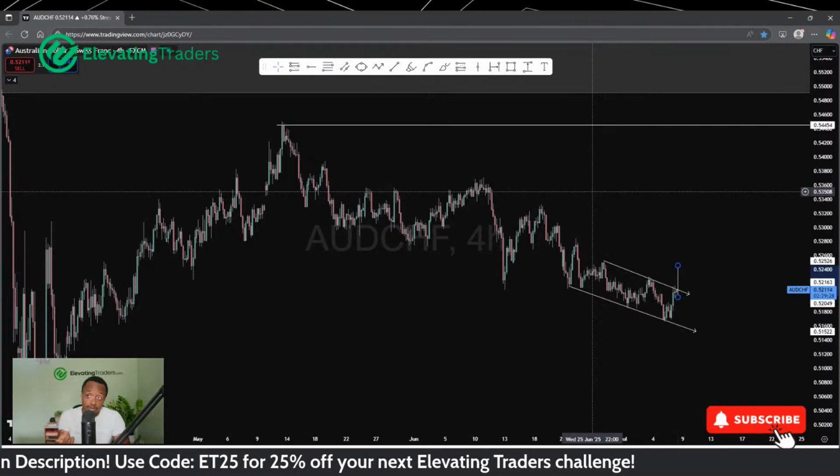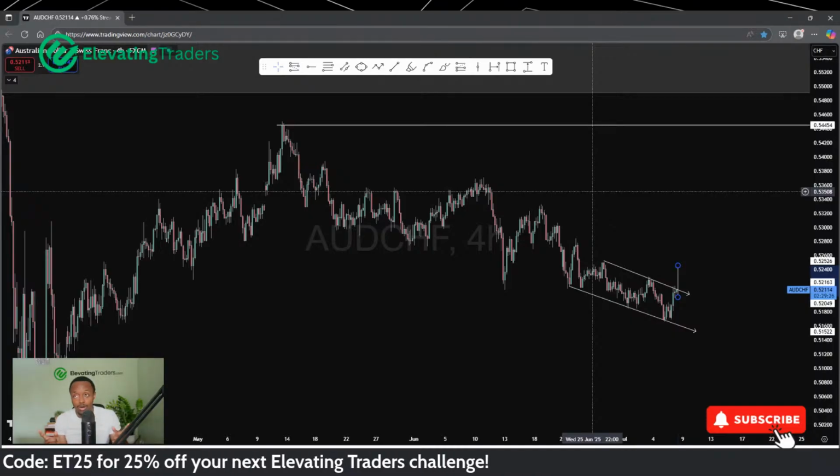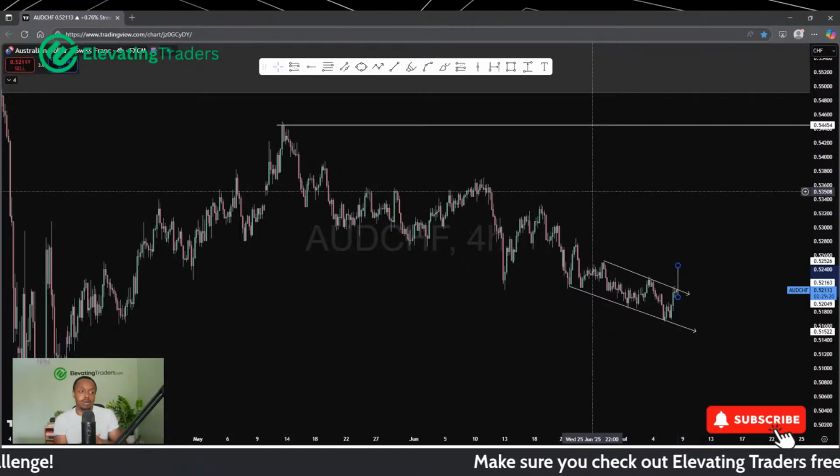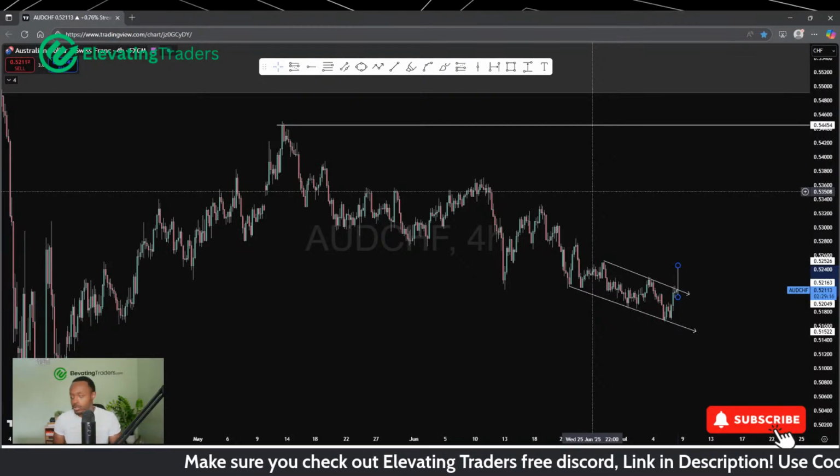I'm not looking to trade them both though. They're both kind of relying on Aussie strength, so I'm not going to double up. I'm going to pick which one looks better and focus on that. But like I said, they're very much the similar trade. So I'll just pick whichever one's looking better.